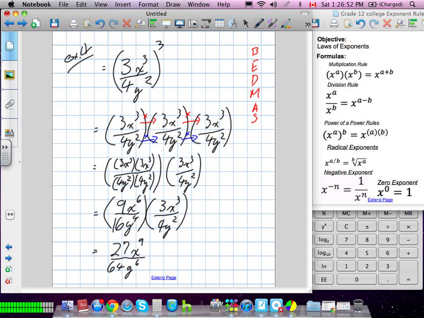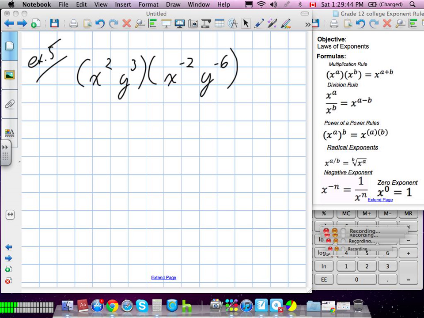Now, I did a lot of extra steps. You could probably do it a bit faster. You might be able to really just jump from here down to here. It's up to you, right? But I showed each of the steps as we went through.